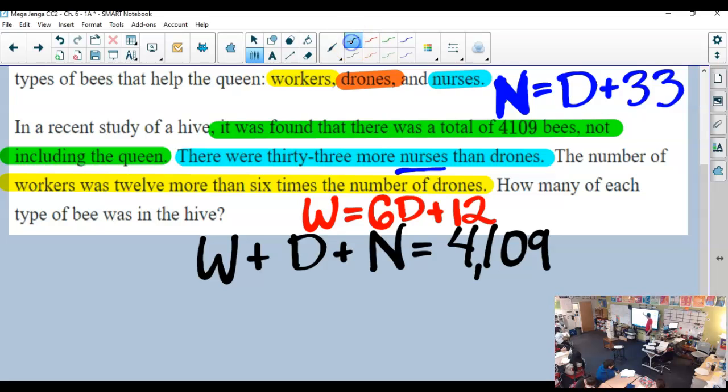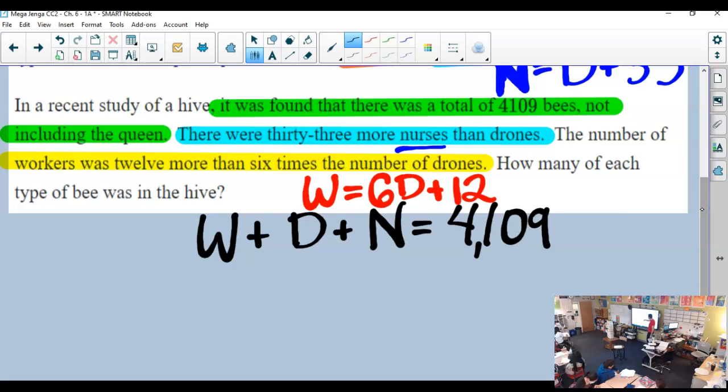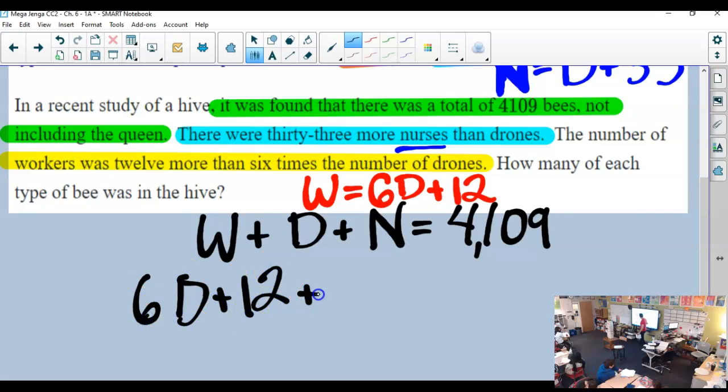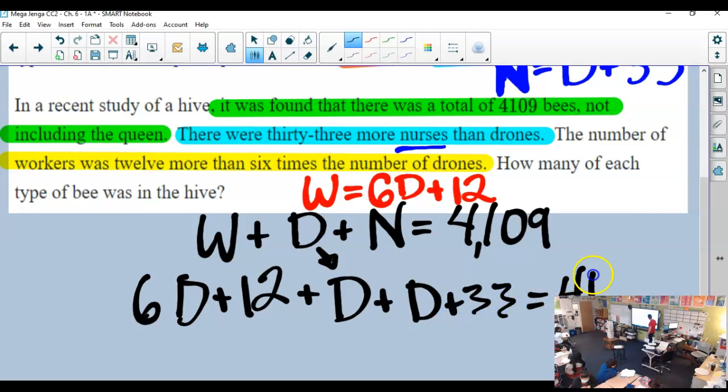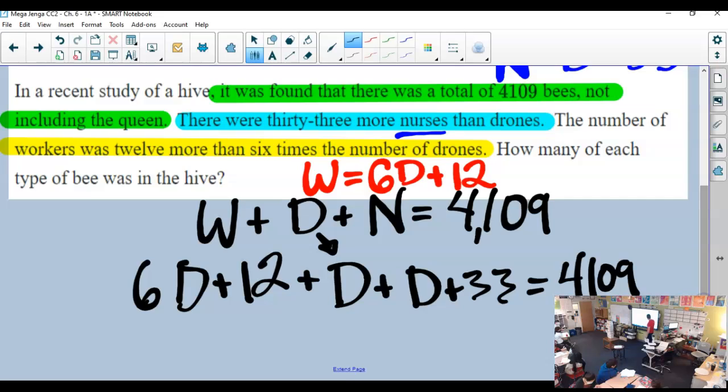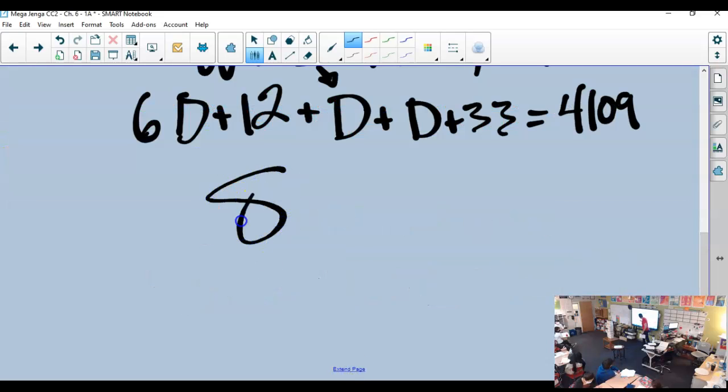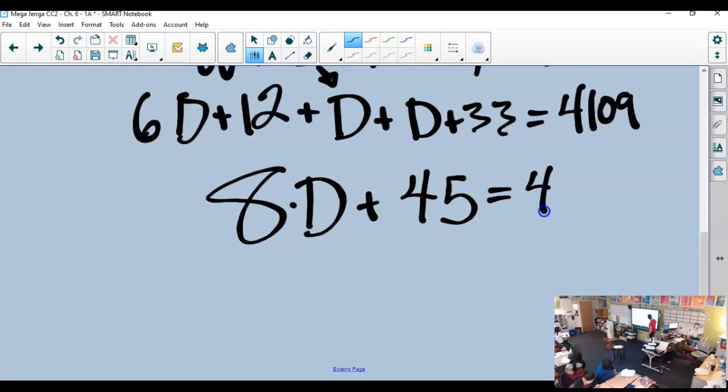When we put all of this together, when we replace and substitute, W is 6D. D is still just D. And nurses gets replaced with D plus 33. How many D when we put them all together? 8D plus what do we have for our constants? 45.